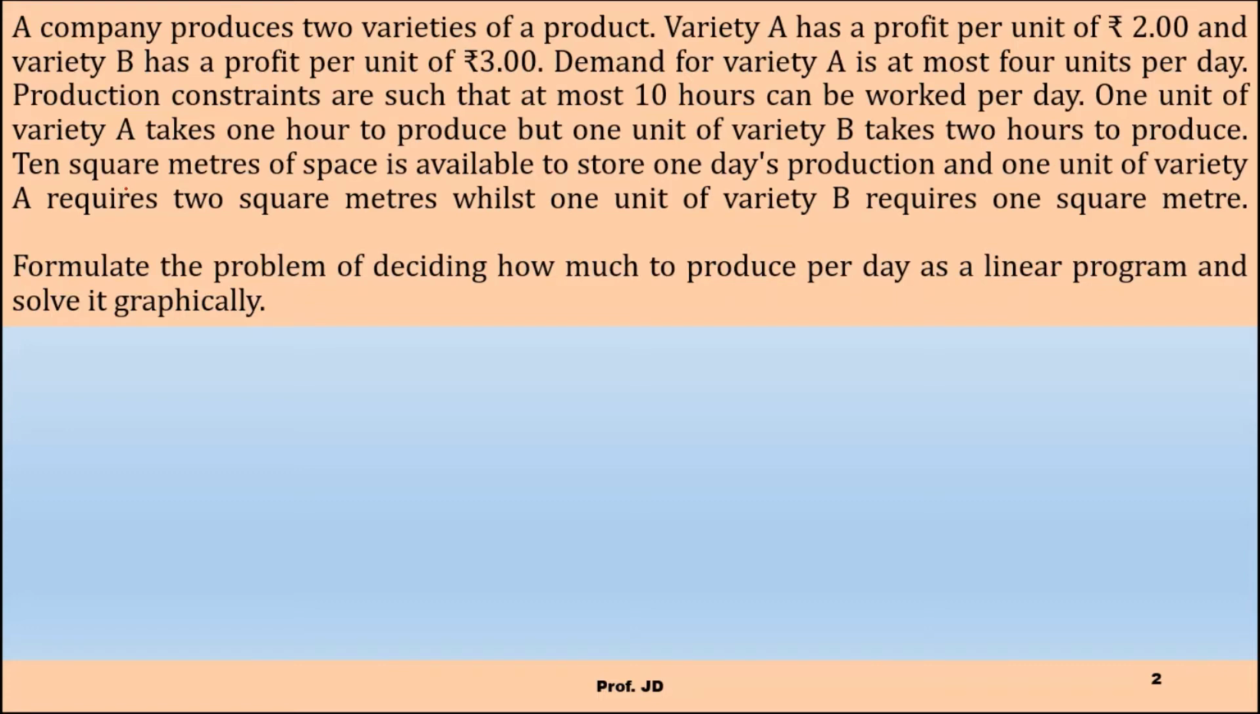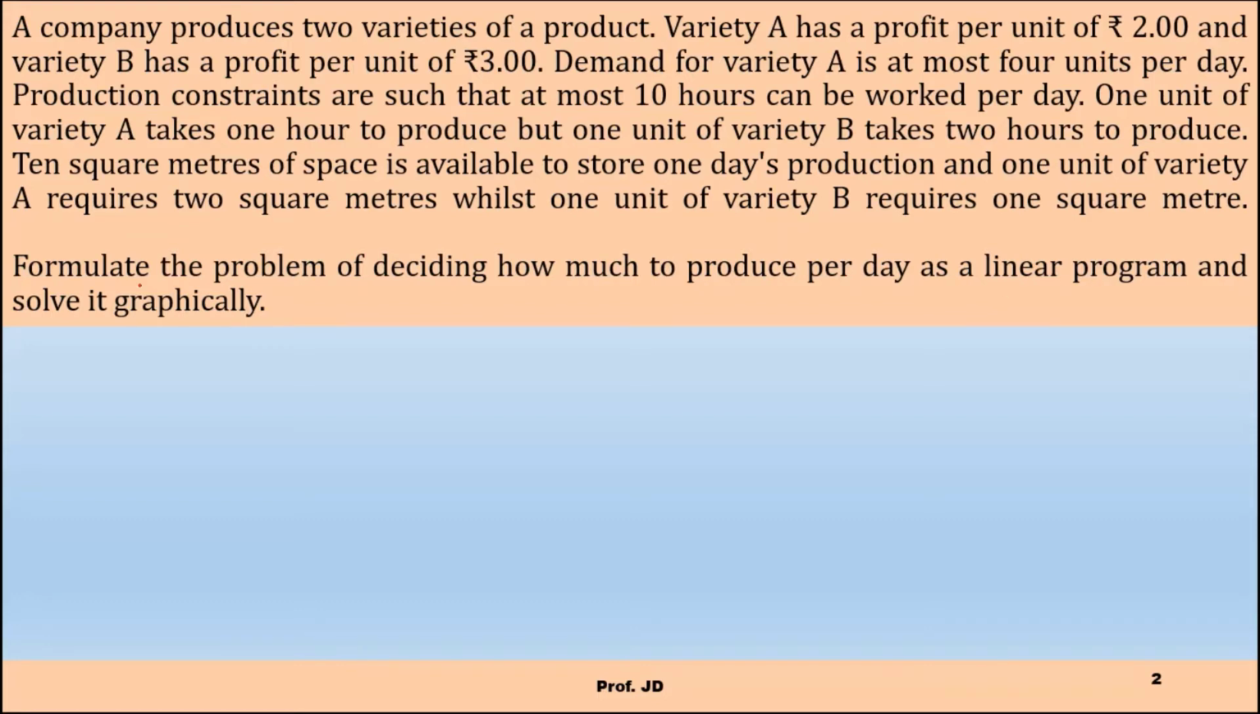10 square meter of space is available. So third constraint is of our space requirement. So 10 square meter is space available to store 1 day's production, and 1 unit of variety A requires 2 square meters, while 1 unit of variety B requires 1 square meter. So there are 3 constraints. One is demand, production time, and space. Formulate the problem of deciding how much to produce per day as a linear program and solve it graphically.